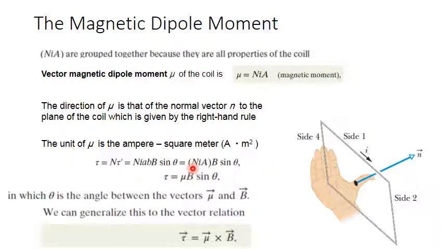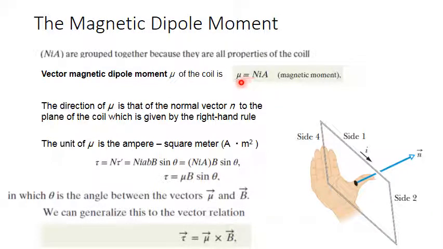It is N multiplied by I multiplied by A multiplied by B multiplied by sin theta. Effectively, the part which is NIA is the parameters of the loop itself. And these parameters combined together, we will call it the vector magnetic dipole moment, and we will use the symbol mu for this value. So mu, the vector magnetic dipole moment of a loop, is the number of turns of this loop multiplied by the current of this loop multiplied by the area of this loop.